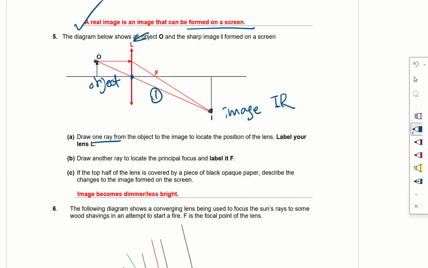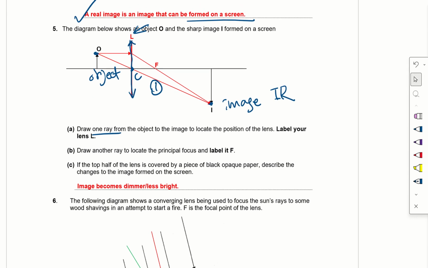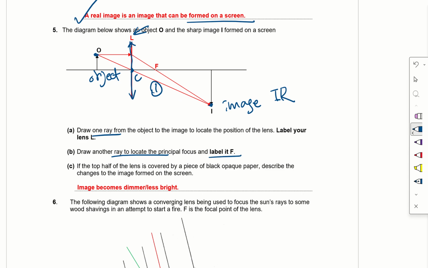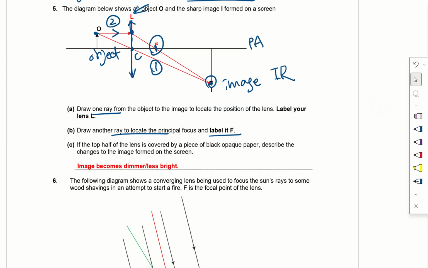So this must be the optical center, and if this is the optical center, then this will be the lens. Okay, now draw another ray to locate the principal focus and label it F. So again, we make use of the 3 light rays, which is the one that is parallel to the principal axis, and once it touches the lens, then it will cut F to meet at where the image is. So there you have it. We have our focal point.